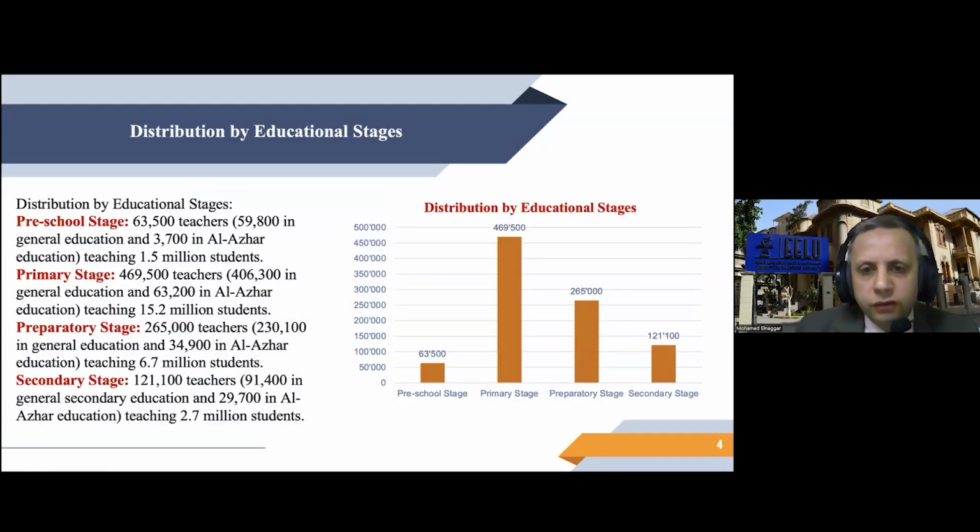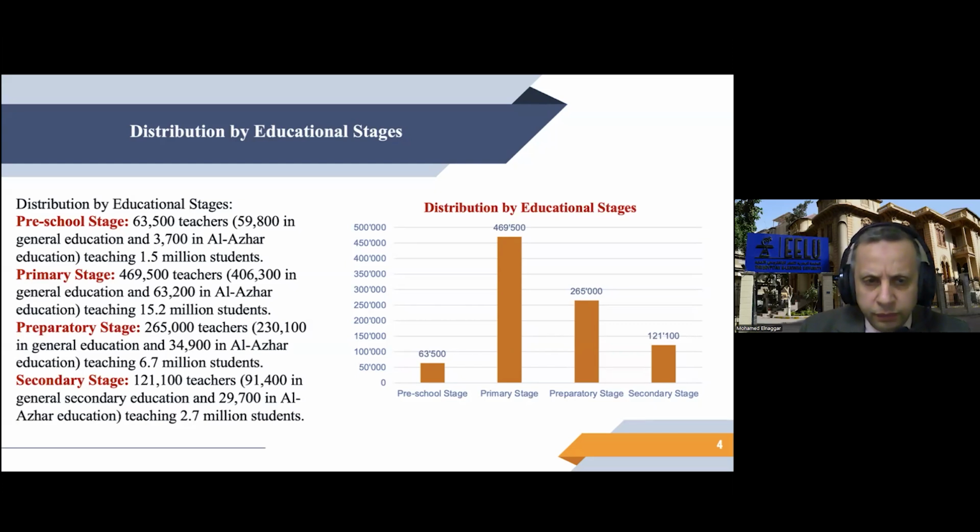The teachers in Egypt are distributed across many educational stages: preschool stage, primary stage, and preparatory and secondary stage. The most teachers are concentrated in the primary stage because the primary stage consists of 6 years. Preschool stage is 2 years, preparatory 3 years, secondary stage 3 years, but primary stage is 6 years. So the number of teachers in preschools is about 63,000 teachers.